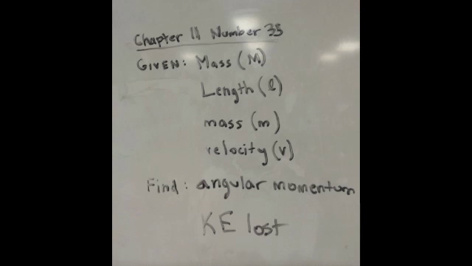First, write down your givens. Mass capital M, which is the mass of the block, length L, which is the length of the rigid rod, mass lowercase m, which is the mass of the bullet, and velocity v. Also write down what you need to find, which is the angular momentum and the kinetic energy lost.